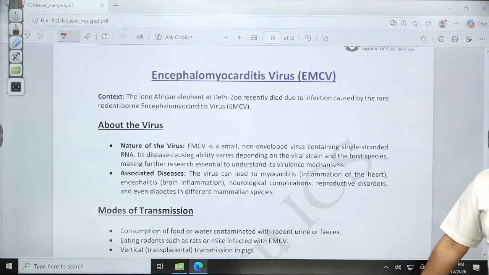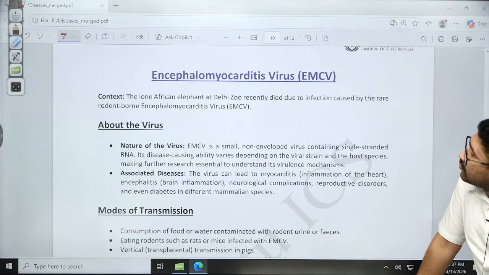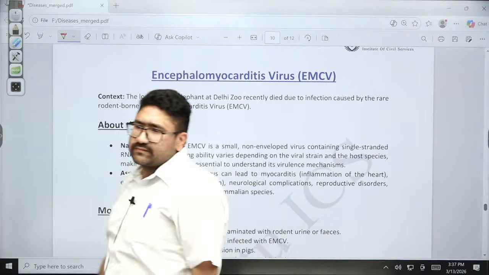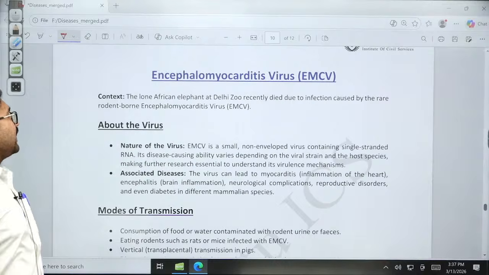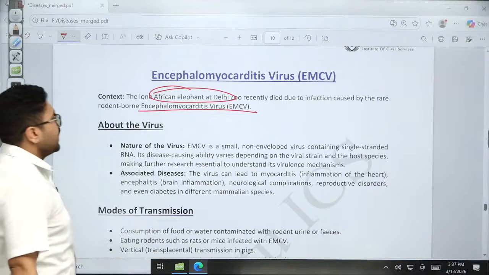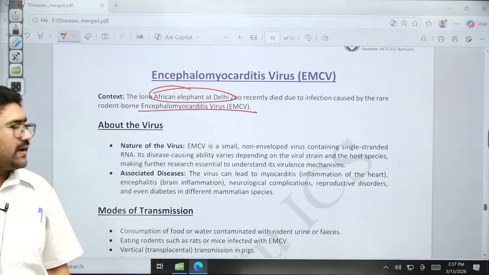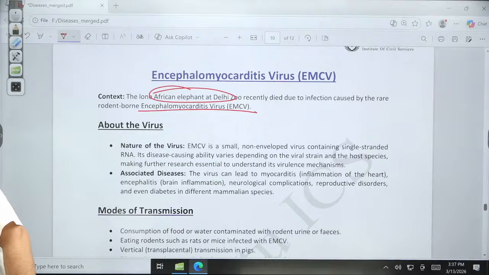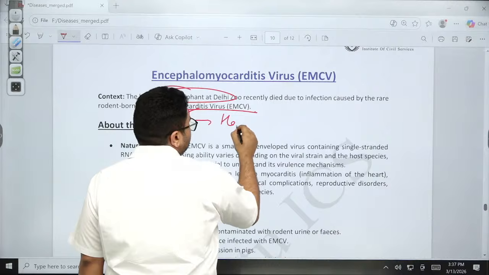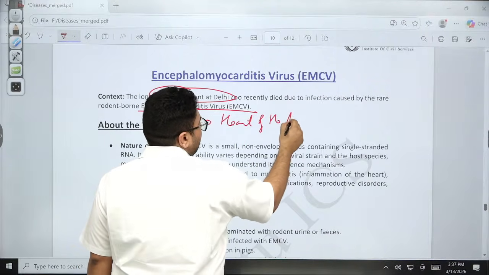Next article talks about Encephalomyocarditis virus. Again, a virus that is affecting the animals. Recently, we have seen that there has been a death of an African elephant in Delhi Zoo, which was affected by again an Encephalomyocarditis virus. Myocarditis, that means it is going to affect the heart of the animal.